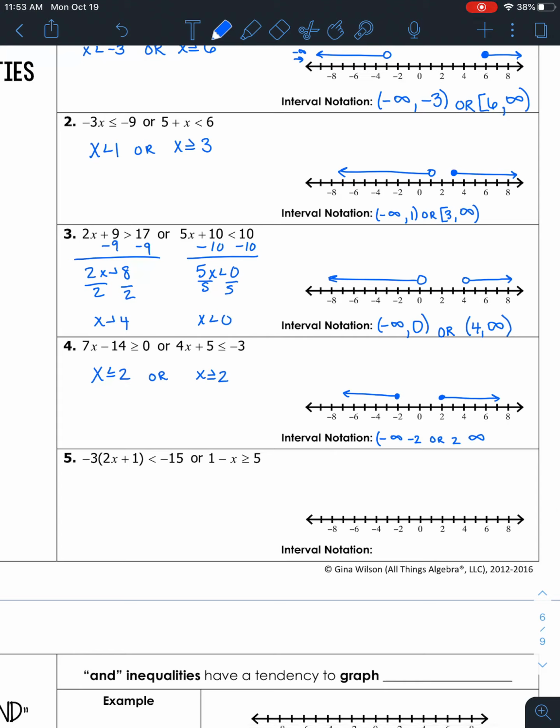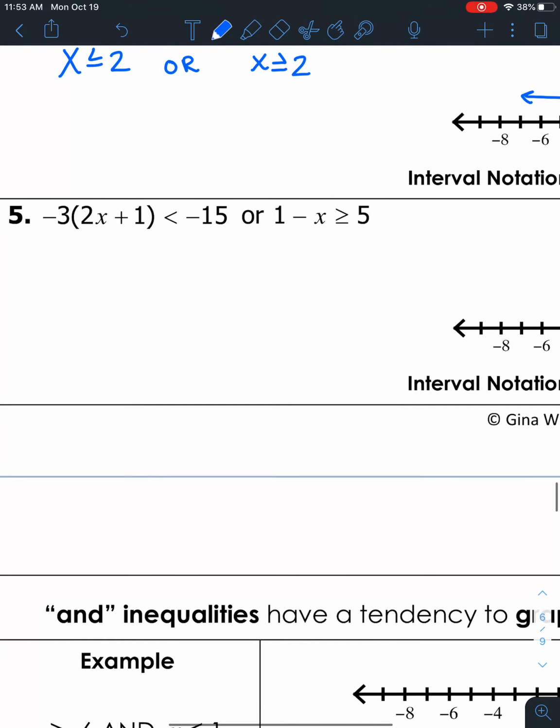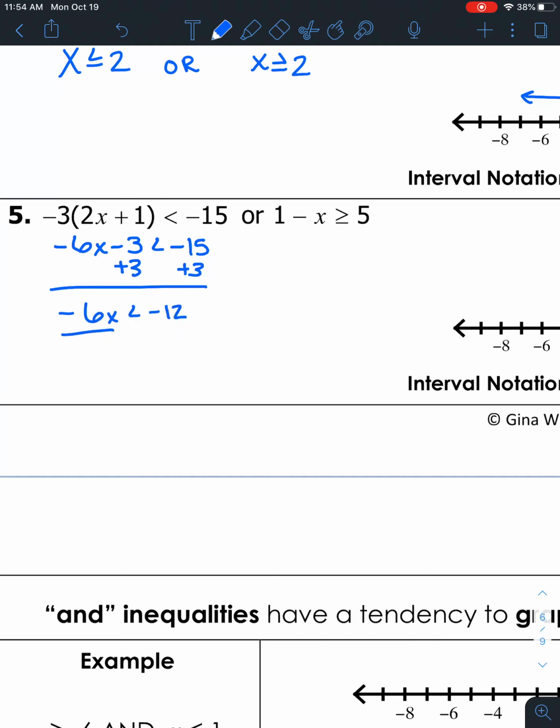All right, last one, 5. 5 requires us to do some distributing. So that gets us negative 6x minus 3 is less than negative 15. I'm going to add 3 to both sides. So that gets me negative 6x is less than negative 12. Divide both sides by negative 6. Dividing by a negative, so we got to make sure we flip our sign. So this answer is x is now greater than 2.